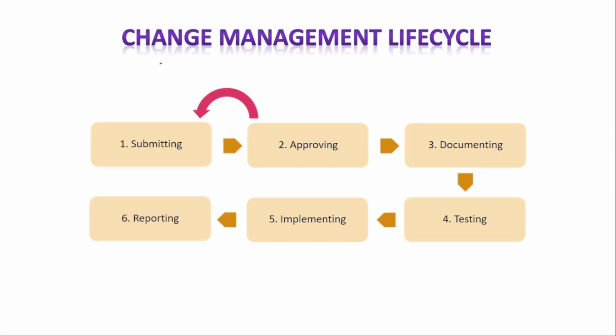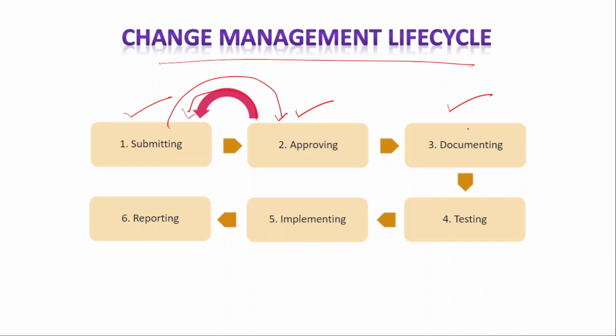This is the change management life cycle. The initial step is that the required change is submitted to the change advisory board or change management board, and the board then approves the request for change. If it requires some changes, it is sent back to the requesting party, and then they introduce the changes and it is sent back to the board. Once approved, the change is documented so that the documentation is updated.